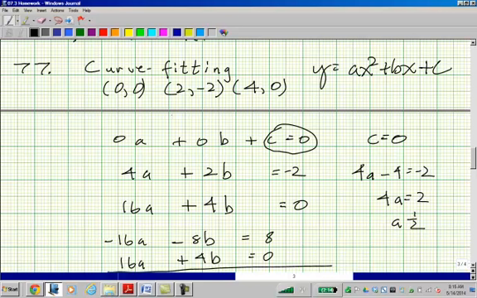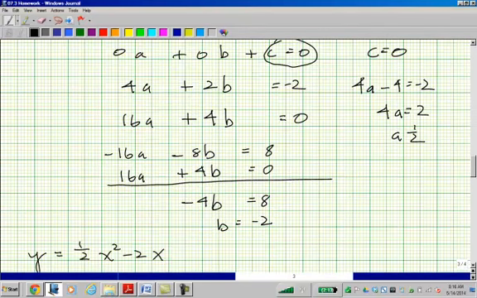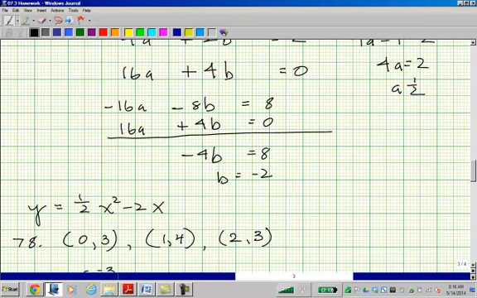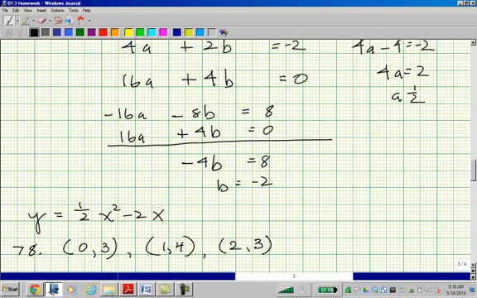Next step, we're going to take 2 for x. So 2 squared is 4. 4a plus 2b equals y, which is negative 2. Then we solve the system of two equations. It's pretty easy, and we get a equals 1/2, b equals negative 2. And the final equation, of course, c is 0: 1/2 x squared minus 2x.